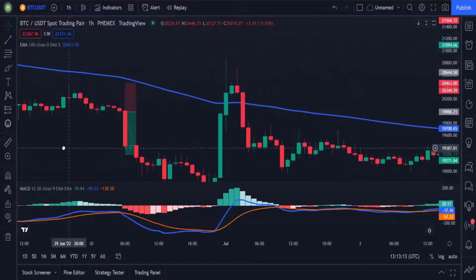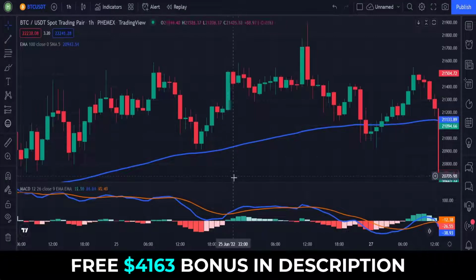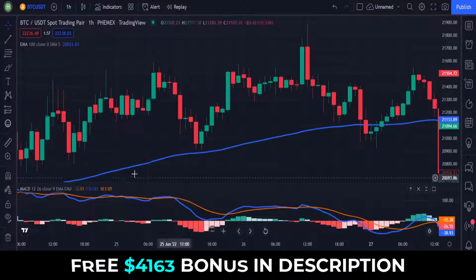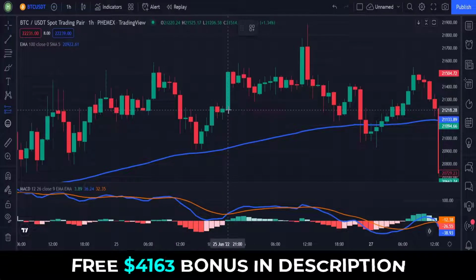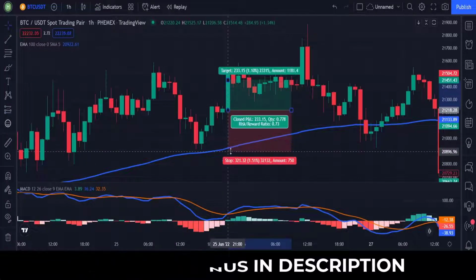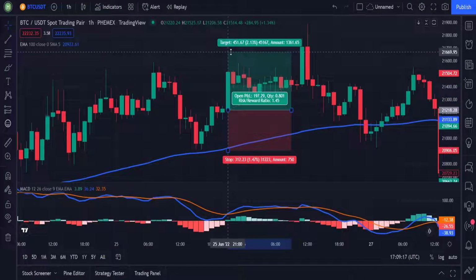Here we have our price action above the 100 EMA and the blue line is crossing above the orange line right here. So we would get in from the next candle. We would keep our stop loss at the recent swing low for a long trade. And if the risk to reward ratio is kept 1 to 1.5, we would hit profit right here.